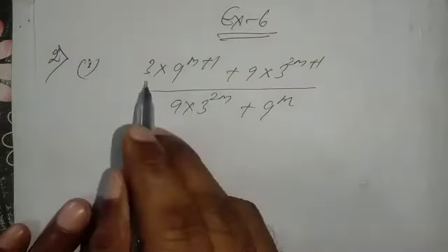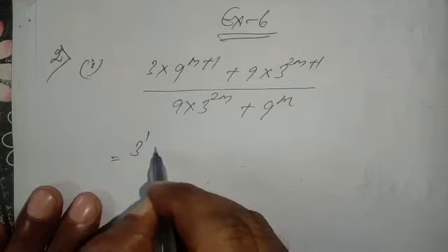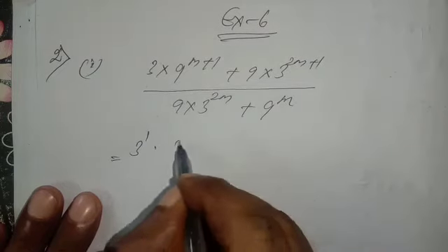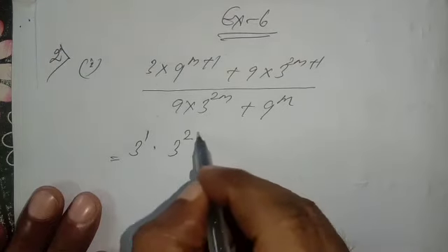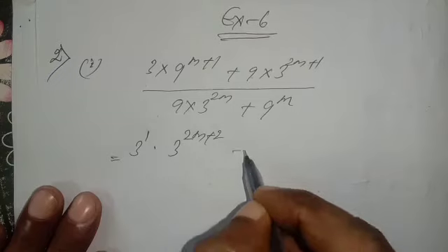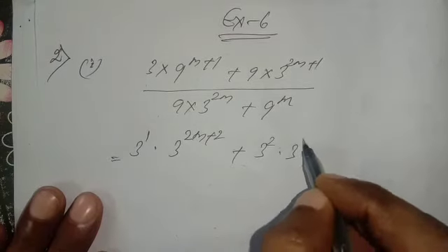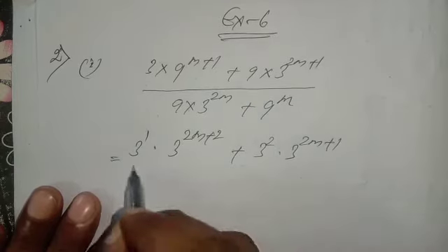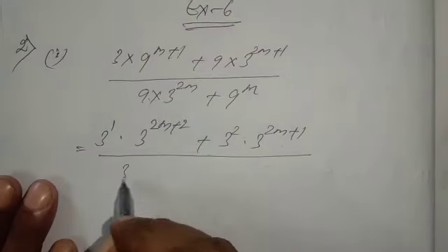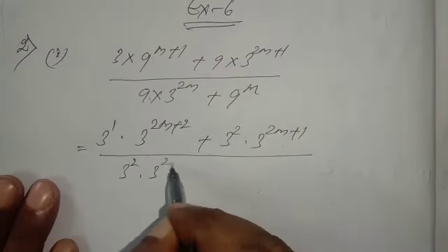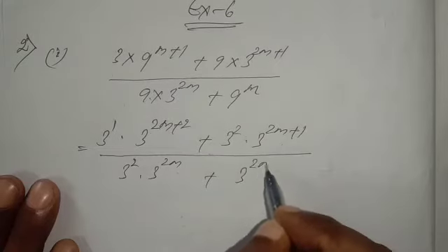First, see the question: 3 into, 3 means 3 to the power 1, into 9 means 3 ka whole square. The 2 will be multiplied with m plus 1, so it becomes 2m plus 2. Plus, here also 9 means 3 ka whole square into 3 to the power 2m plus 1, divided by the same process: 9 means 3 ka whole square into 3 to the power 2m plus 9 means here 3 ka whole square to the power m, which is 3 to the power 2m.